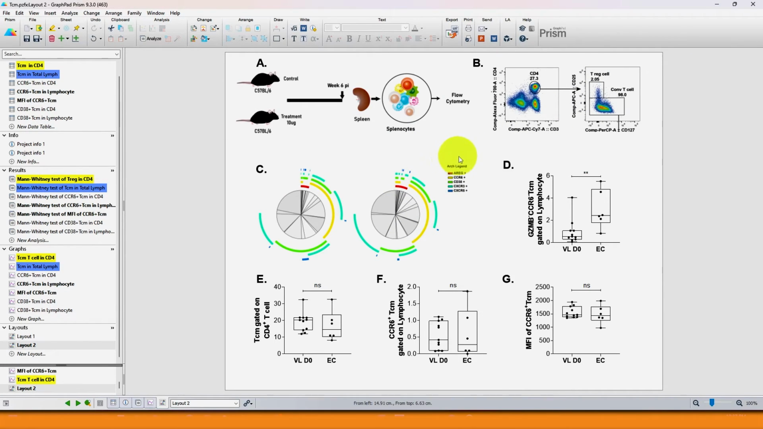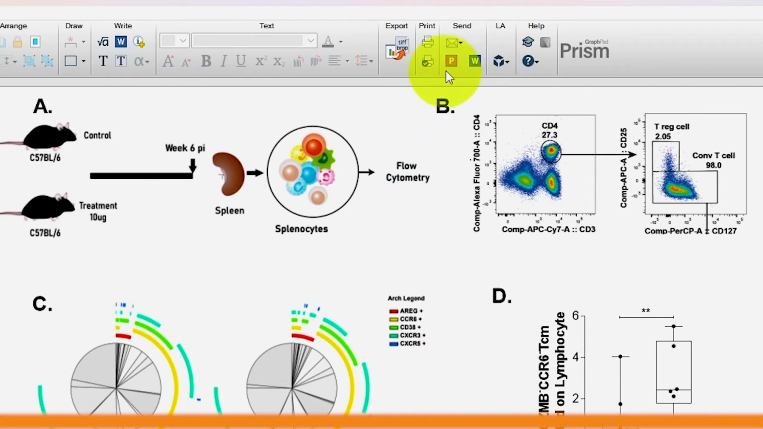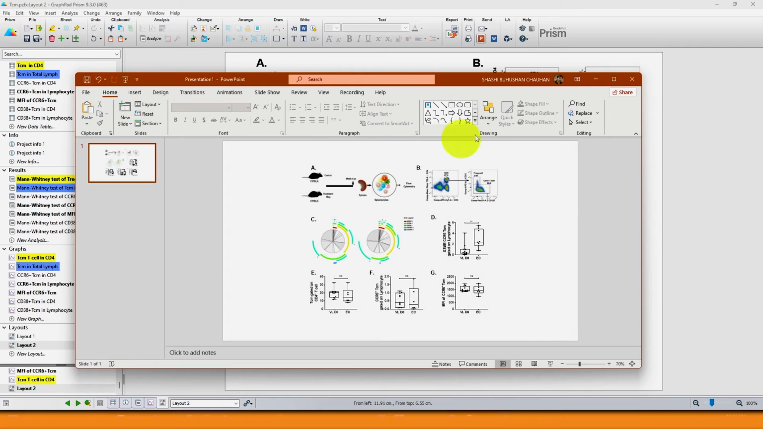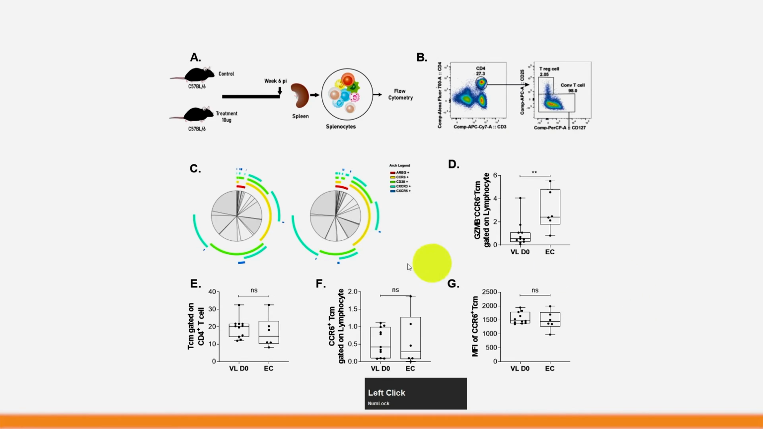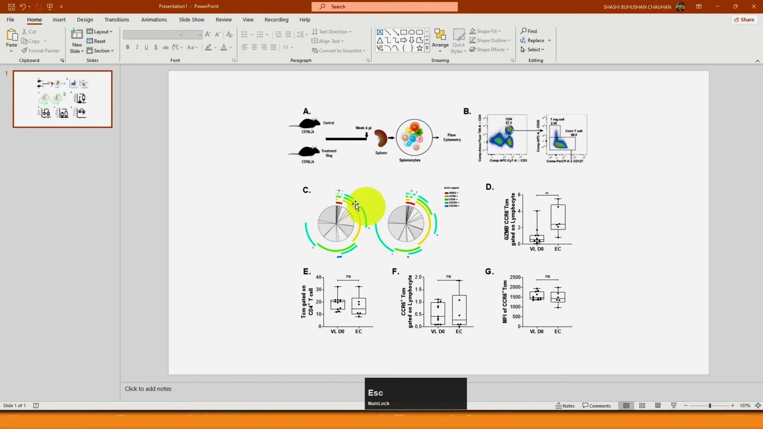And the other thing I want to show you here, if you want to export directly to PowerPoint or Word, you can export here. Like I'm going to click here on the PowerPoint. Here you can see my figure is exported in PowerPoint very easily. So in this way you can also export your figure in PowerPoint or Word.